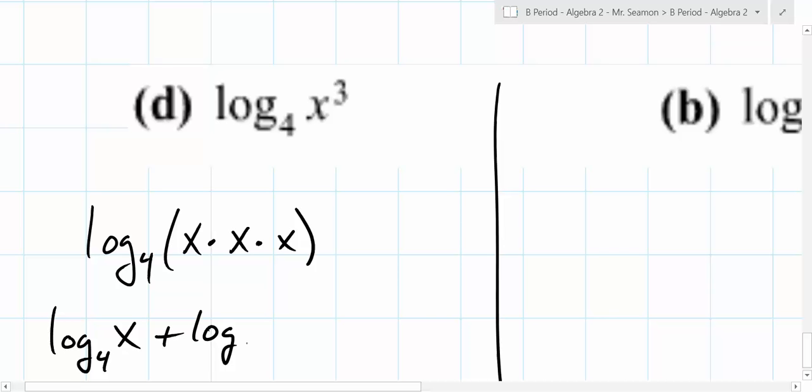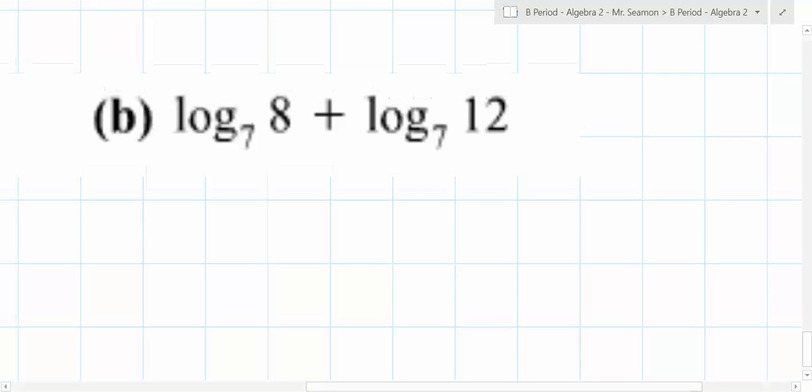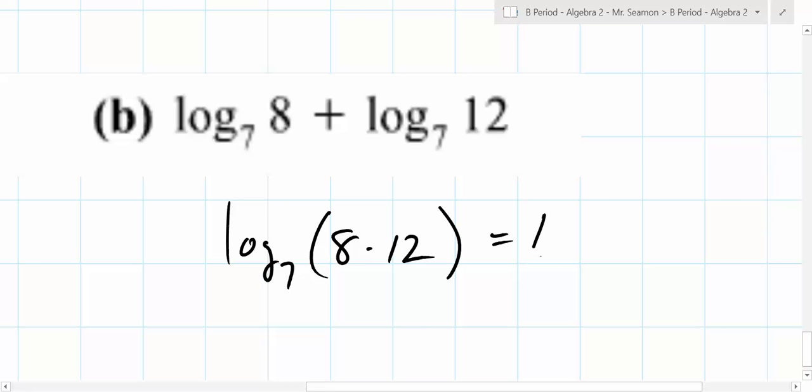Plus log base 4 of plus. Correct. If you break it apart, every time you break apart a multiplication, it turns into addition. What about over here? You have addition on the outside, so what can you do with the numbers on the inside? So this is going to be log base 7 of what times what? So you could write that as log base 7 of, anybody do that in their heads? 96. Thank you. So you can push them together or break them apart.